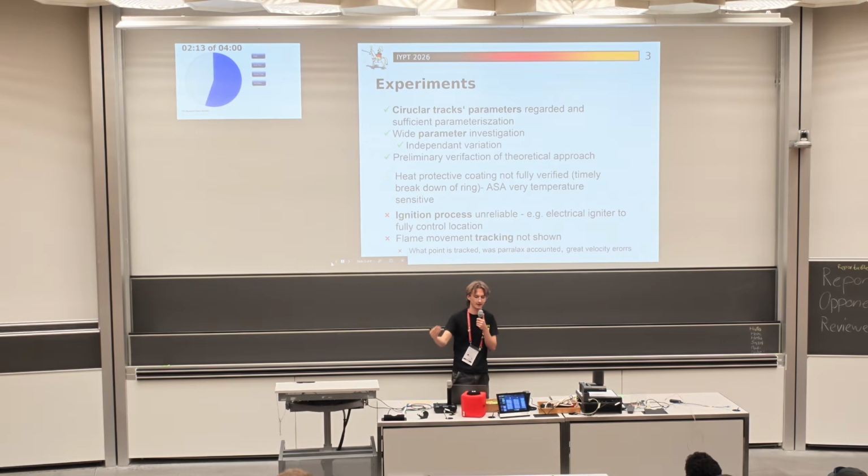Nevertheless, we didn't really see any verification for that, because we know that the ASA is very temperature dependent, so we would like to see some investigation on that. But overall, we would say that our most important points are that the ignition process in our case was unreliable, so just using a big lighter can influence the phenomenon in many ways, and we would propose, for example, an electrical igniter for full control. Then we also didn't really see how the tracking of the flame was done, not explaining if the flame front was tracked, and other things.